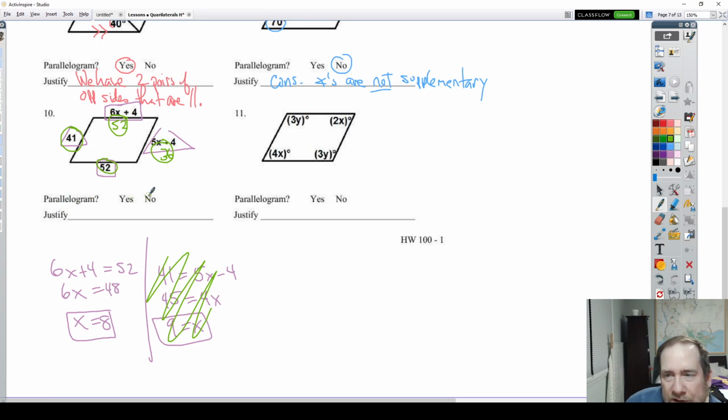So are we a parallelogram? No. Justify, only one pair of opposite sides are congruent.